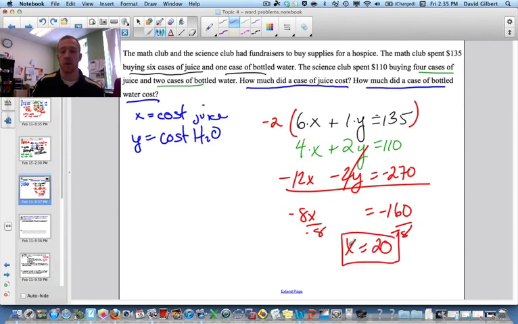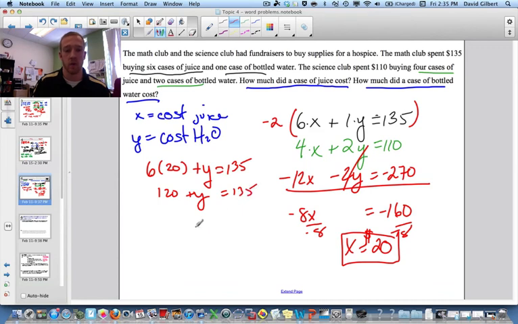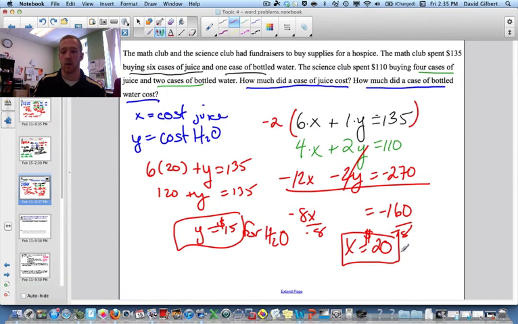Now this one, it doesn't matter if it comes out to a round number, it just so happens to, but that's $20 per case. If it was money, it wouldn't have to be a perfectly round number. So now we're going to say that for the water, we have 6 times the price of the juice plus y, I'm just using the first equation, equals 135. So that's 120 plus y equals 135. So y equals $15 for each case of water. And this is $20 for each case of juice.